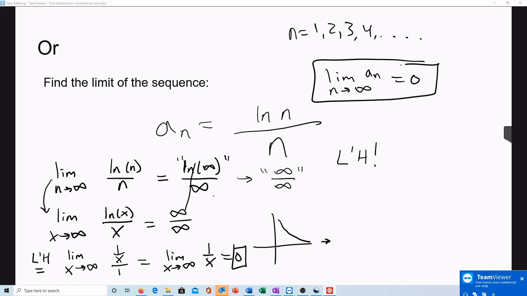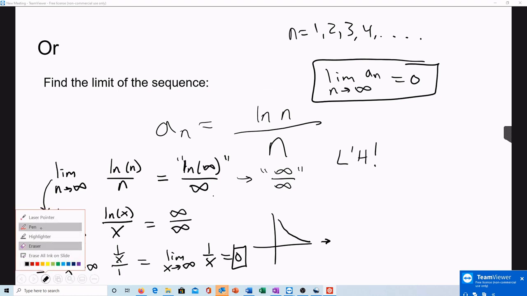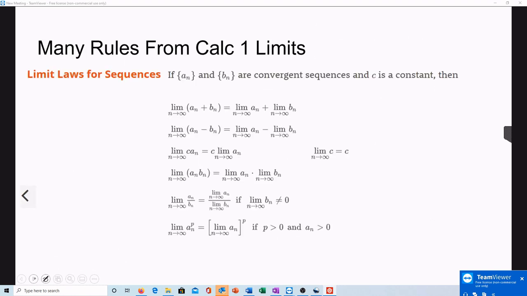Now, what's your intuition on this? Think about the two pieces you have here, right? Natural log goes to infinity, which we just looked at, but it does it very slowly. And so that's the piece you're looking at, you're just trying to compare which of these things is faster. And here, the bottom's faster, so that's going to drag everything down to 0. All right? Okay.